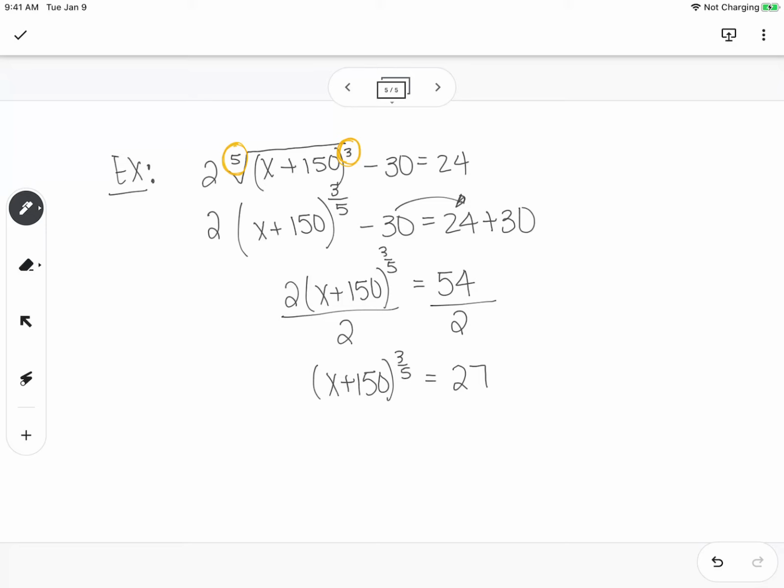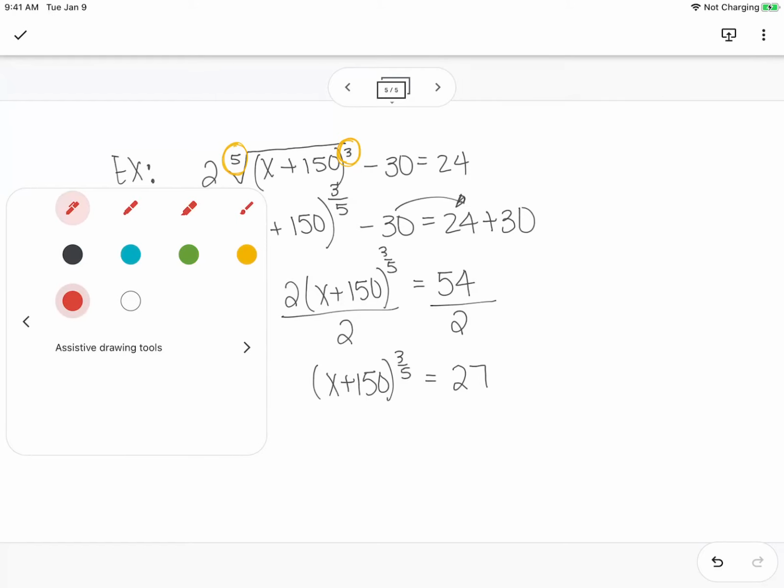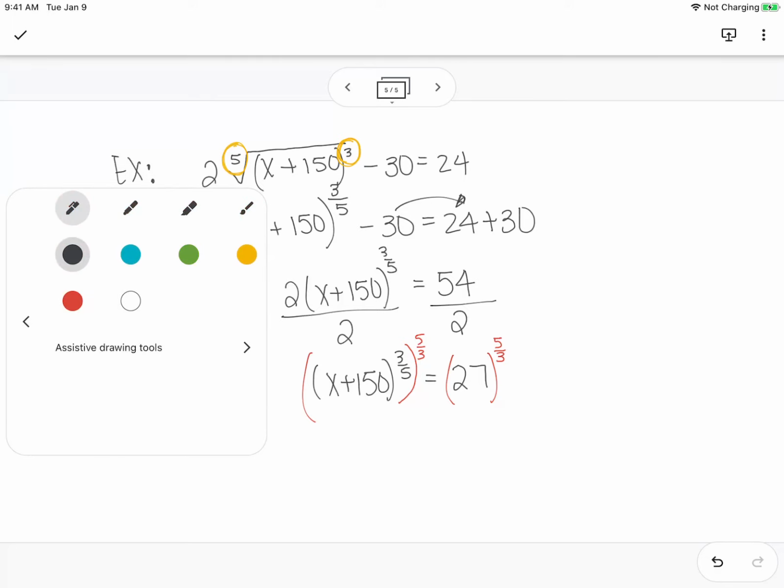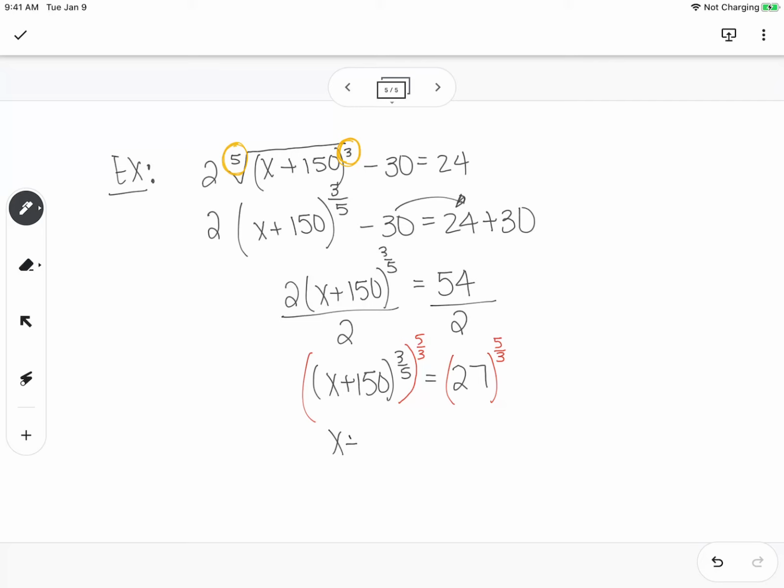All right, so now I'm at the point where I have isolated. I've got to get rid of that rational exponent. How do I get rid of that rational exponent? You're going to raise it to the reciprocal. Take a look at that reciprocal. Am I going to use a plus and minus? Nope, because the bottom is an odd number, so I don't need plus and minus. So I just drop my x plus 150, because remember that will cancel.